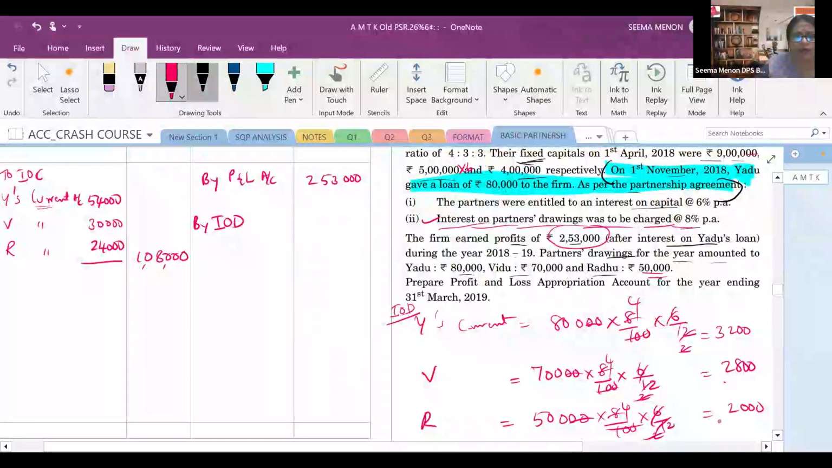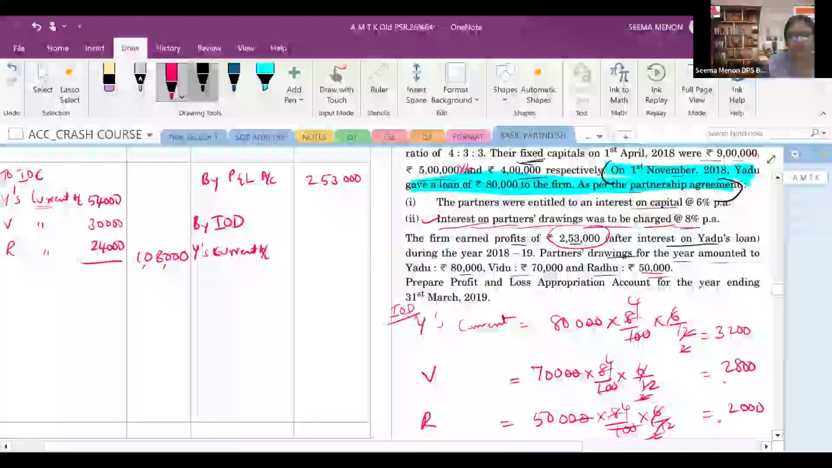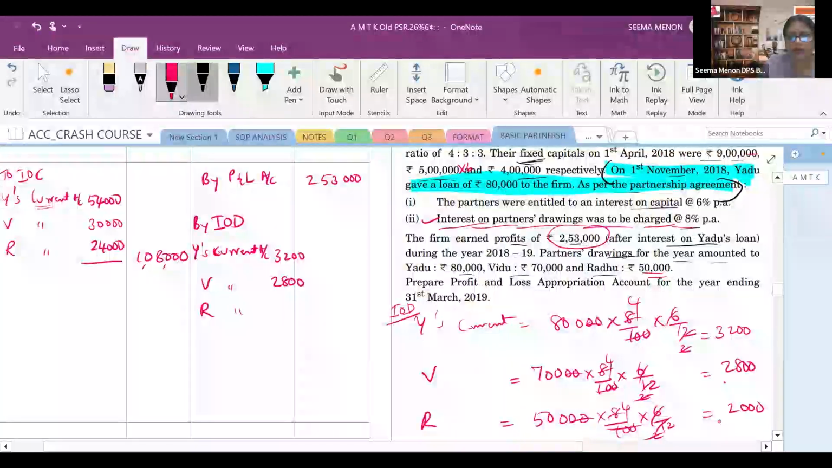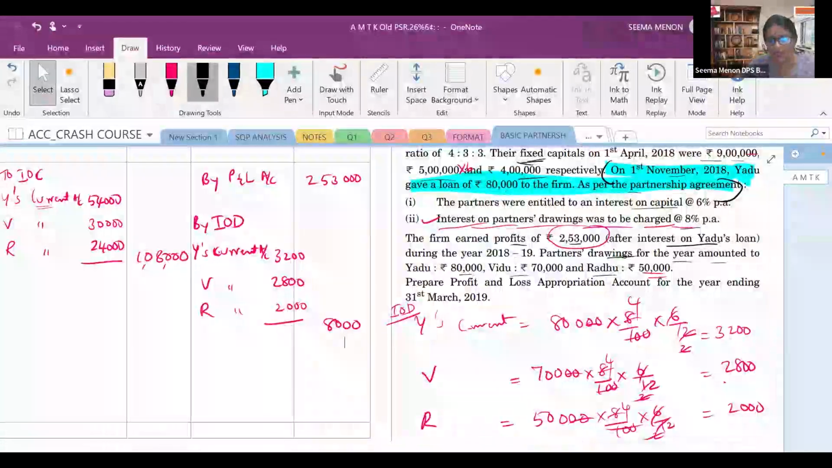So children, on the credit side, you will write by interest on drawings. I'm using short form. You will write Y's current account. Using the word current account is compulsory because in our question it is written fixed capital. That is 3,200. For Vidhu's current account, that is 2,800. And for Radhu's current account, that is 2,000. So 3 to 6 plus 2, 8. 8,000 is the answer. You can see no other information is given.